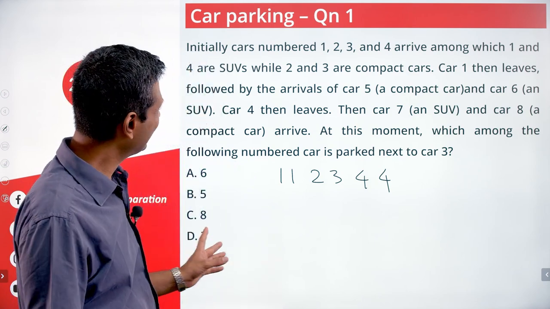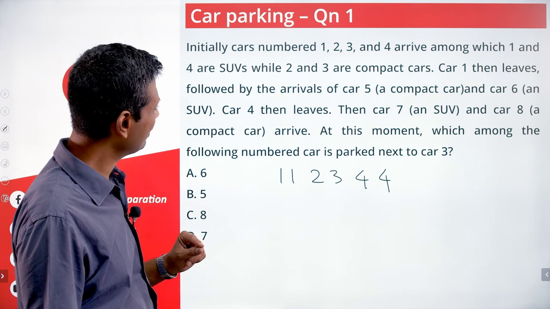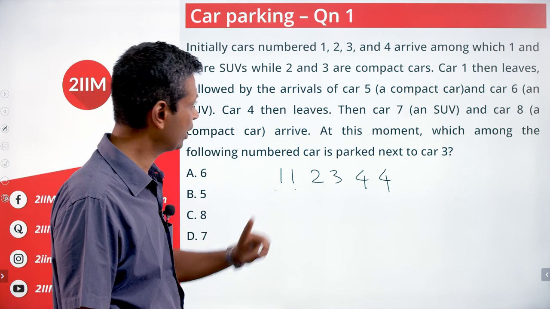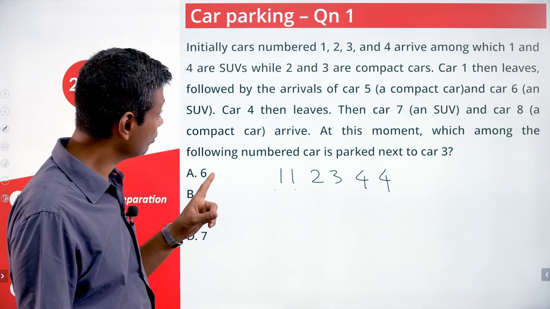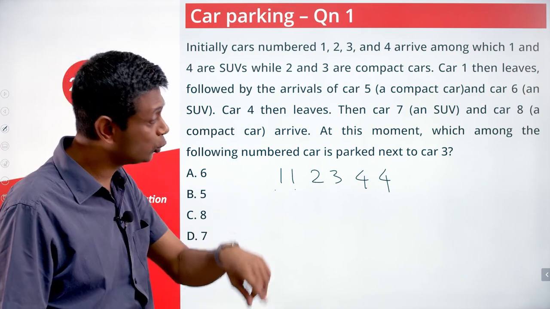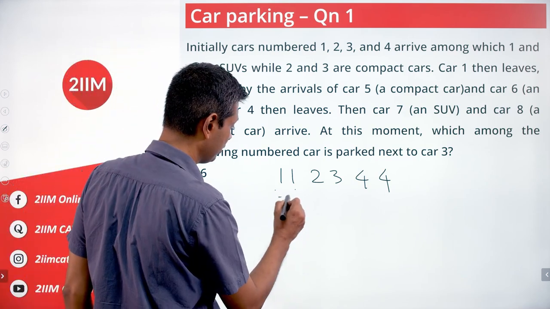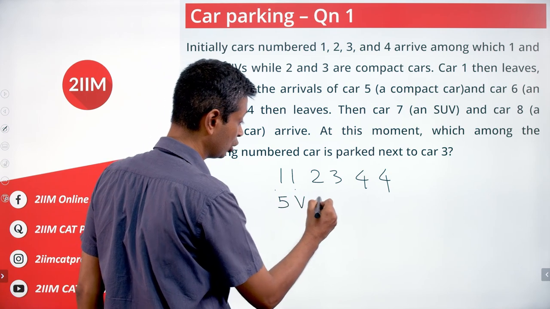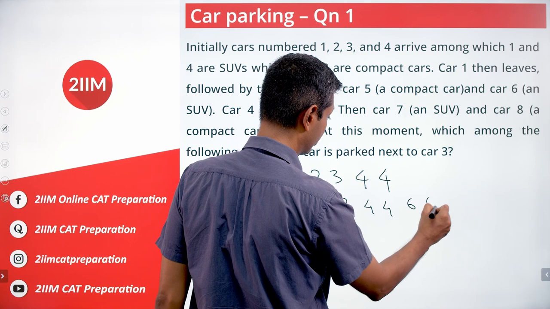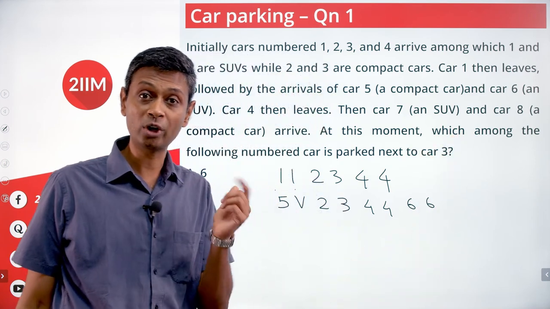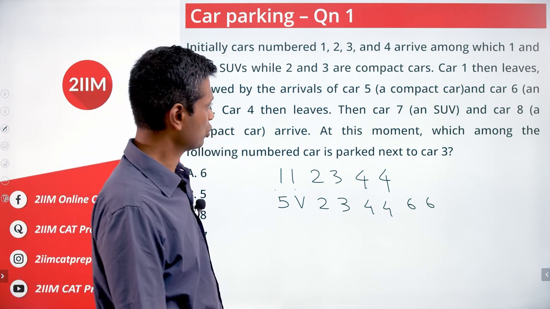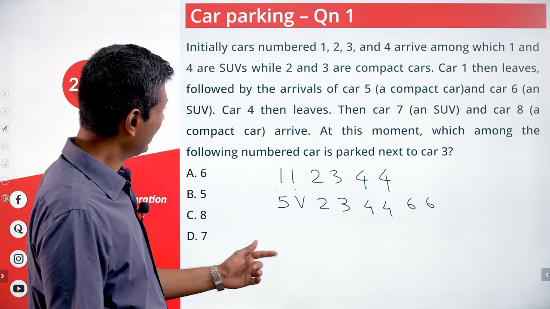Car 1 then leaves, followed by the arrivals of car 5 and car 6. 1 leaves, 2 vacant slots will come. 5 is a compact car that will come in the first slot. 6 is an SUV. So what will happen here? 5 will come here, this will be vacant. We'll have 2, 3, 4, 4, 6, 6. 6 is an SUV occupying 2 slots. 5 can sit here, but 6 cannot sit there. So far, so good.